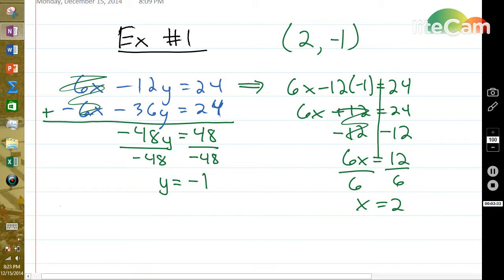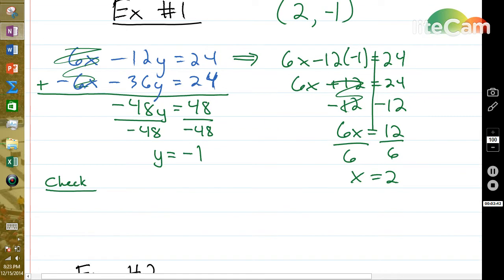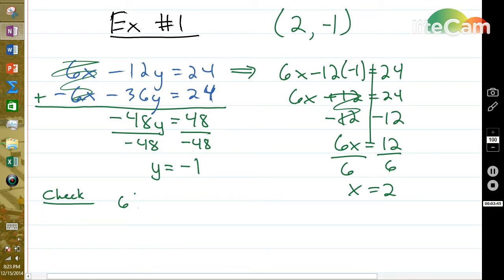In order to check your answer, plug in both the x and y into both equations. So for the first equation, you have 6 times x, which is 2, minus 12 times y, which is negative 1, equals 24. 6 times 2 is 12. Negative 12 times negative 1 is 12. And 12 plus 12 is 24. So that checks out.